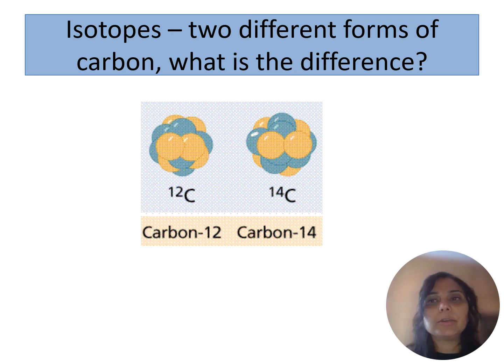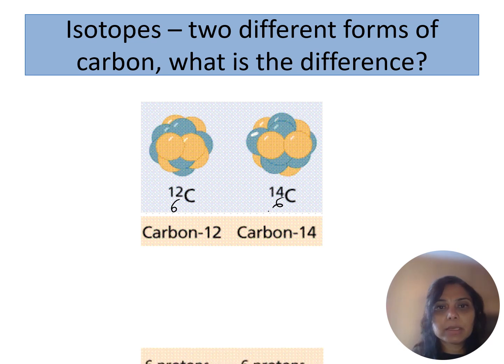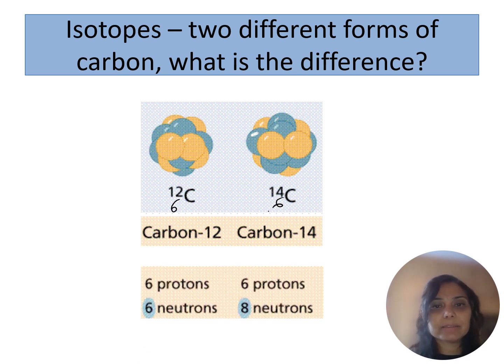So what are isotopes? If I was to show you these two diagrams, they're both of carbon, and if I ask you very quickly what is the same and what's different, what would you say for 5 marks? If you look at this diagram, you can see that both carbons have got 6 protons and 6 electrons. But the difference is, one's got 6 neutrons and one's got 8 neutrons. And for an additional mark, you can also say they both are elements of carbon.